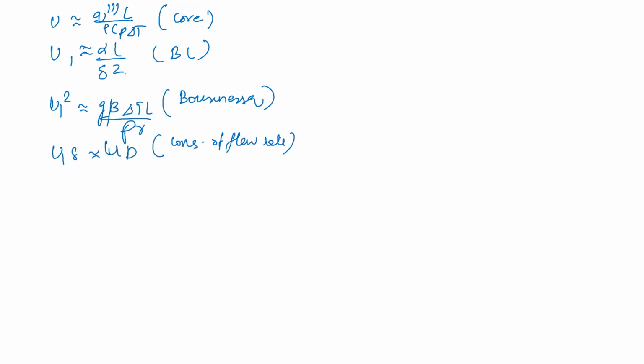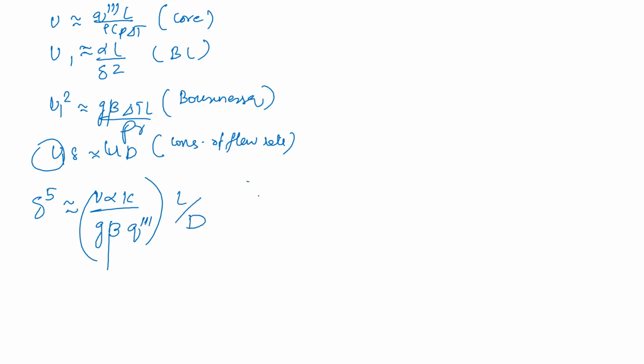So combining all this, you have to eliminate delta. You have to get an expression for delta in terms of that relation. So if you combine all this, just eliminating the values you can obtain. Just eliminate U1 and U. Okay, U1 and U you just need to eliminate. So delta raised to 5 scales with mu alpha k by g beta Q triple prime into L by D. Eliminate U1 and U from all this.